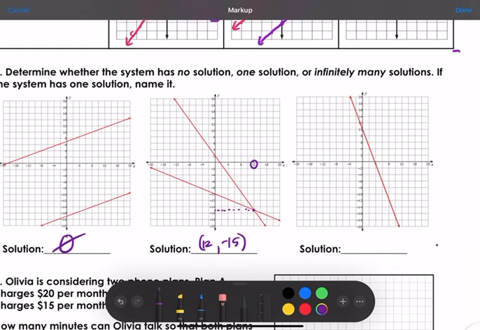And then this one, all I see is a single line, so that means that any point on this line would be a solution, and it goes forever in both directions, so there are infinitely many solutions.